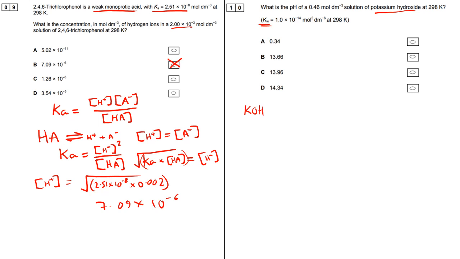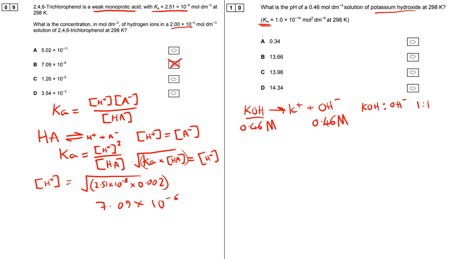So potassium hydroxide, KOH, is a strong base. It will fully dissociate into K+ and OH- ions. You can also see the ratio in this equation of KOH, potassium hydroxide, to hydroxide being a 1-to-1 ratio. So if it's a 1-to-1 ratio, whatever the concentration of potassium hydroxide is, in this case 0.46 moles per decimeter cubed, will produce the same concentration of hydroxide ions, 0.46 moles per decimeter cubed.